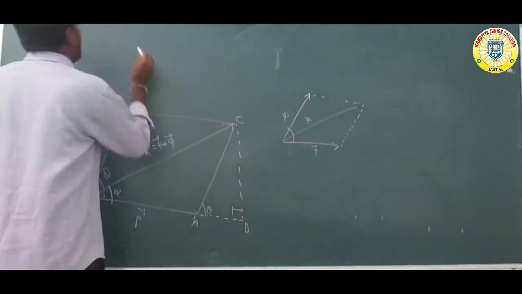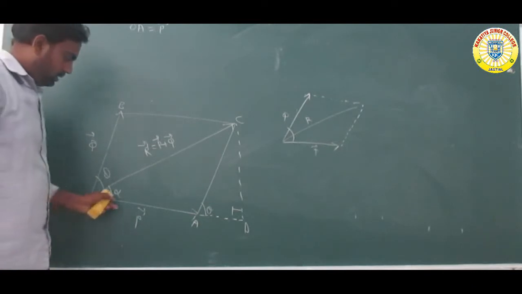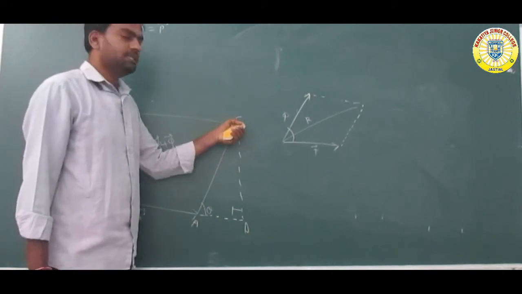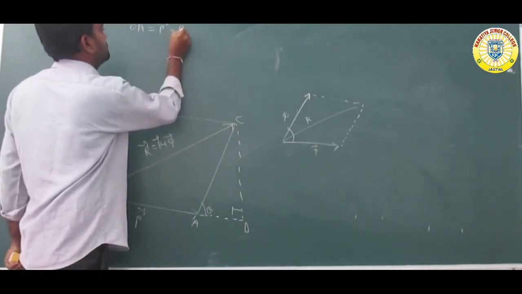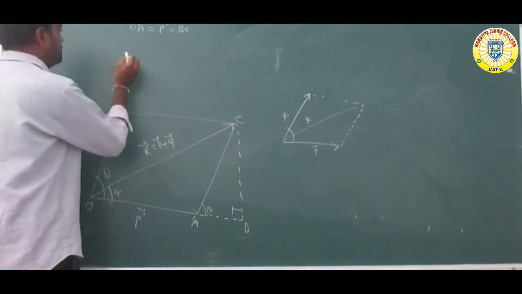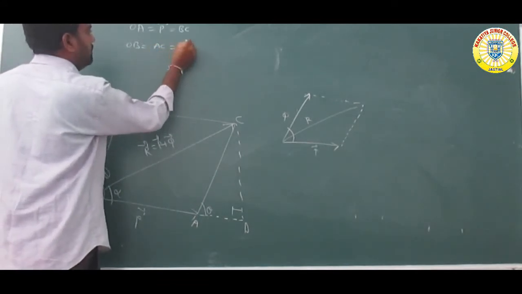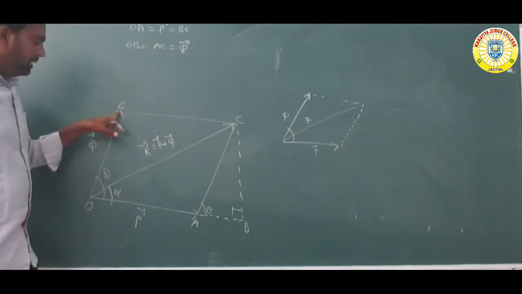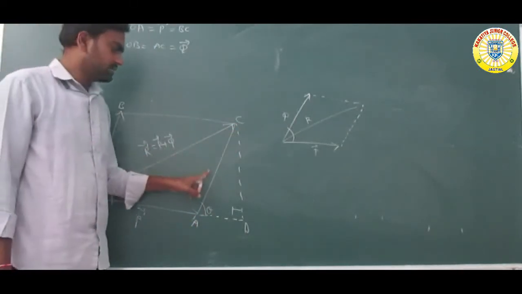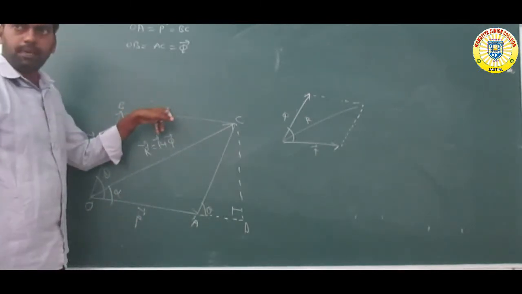OA is called as the P vector. Got it? And that is equal to the BC also. OB is equal to the Q vector, and AC is equal to the Q vector. OB is similar to the AC. So here it is represented Q, similar here also Q. And here P, and similar here also P.